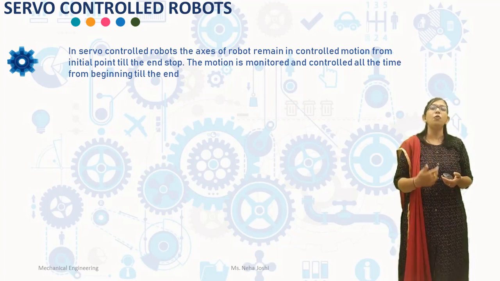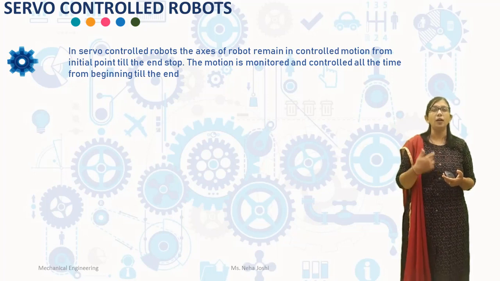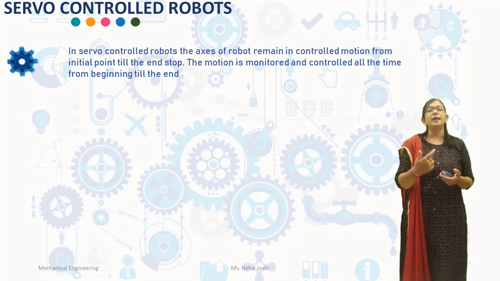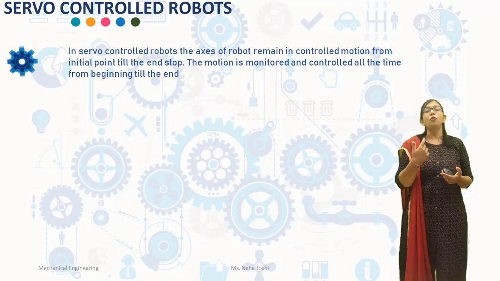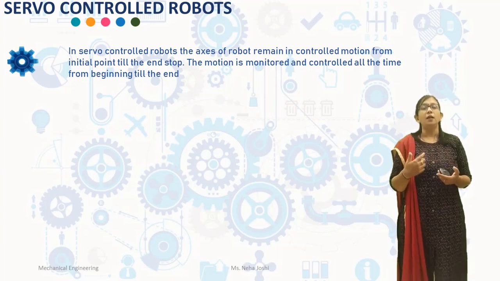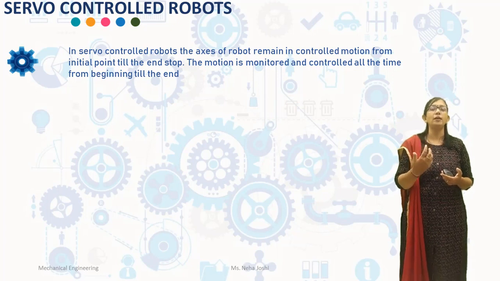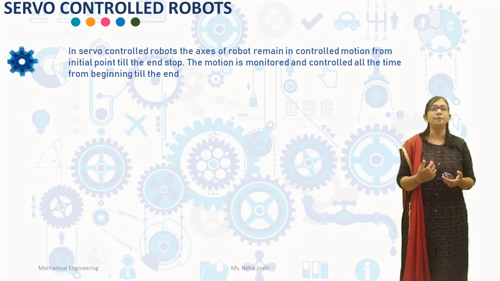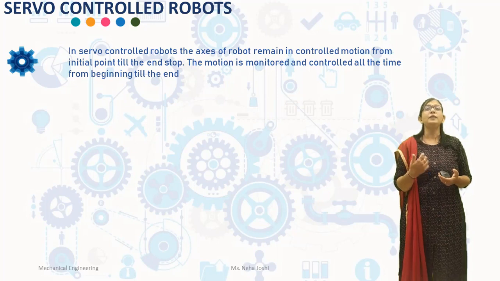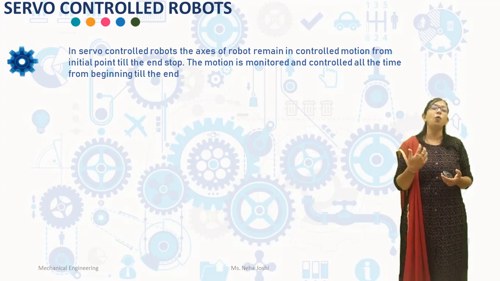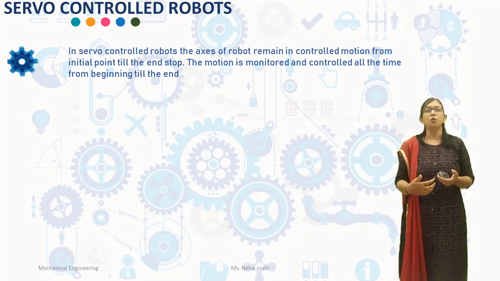The programming involves setting the desired sequence of motion of different axes of the robot in the controller, then setting and controlling the axis motion, path, displacement, velocity, acceleration, etc. of the manipulator from beginning till the end. The actuators used in servo control robots are mainly AC or DC type servo motors. Now we will discuss the different operating sequence for servo control robots.